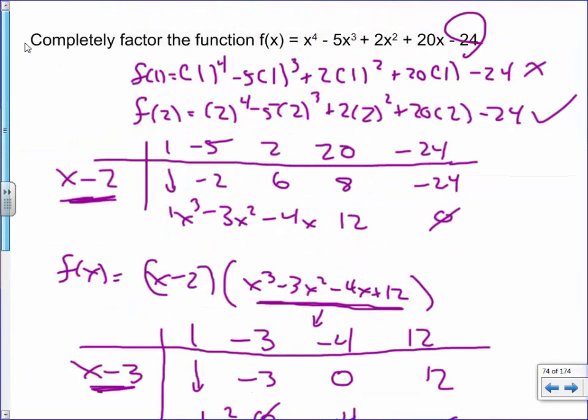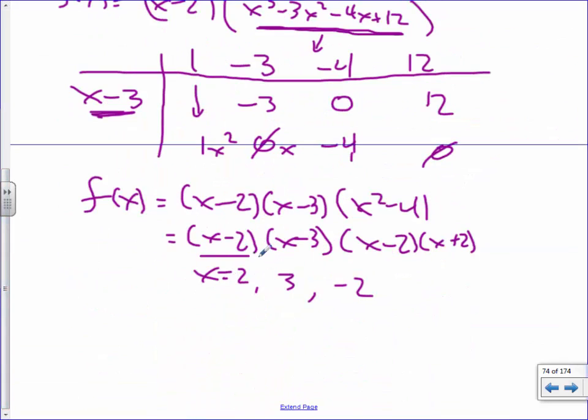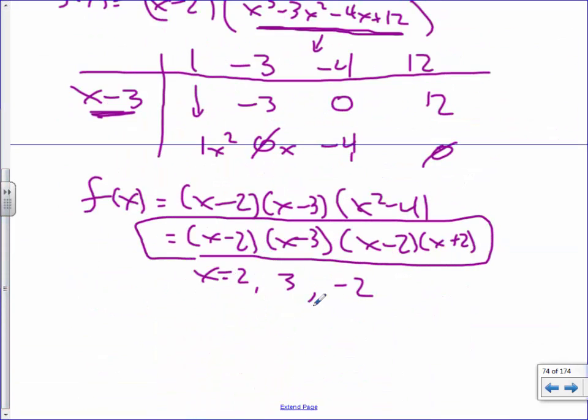What did the question ask for? Okay, it just said factor. So I guess we were done right here. If it had asked for x-intercepts, that's what this would have been.